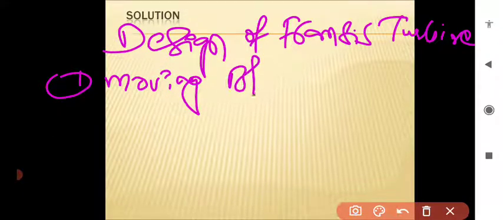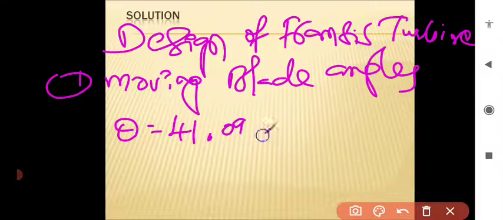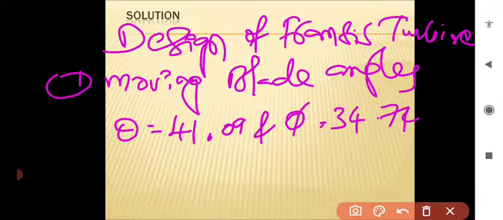Moving blade angles, that is theta is equal to 41.09 and phi is equal to 34.74. These are the moving blade angles.